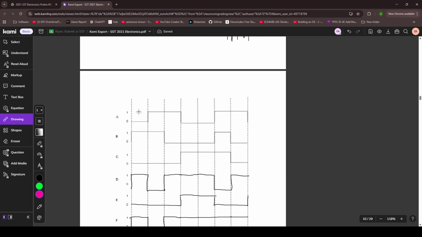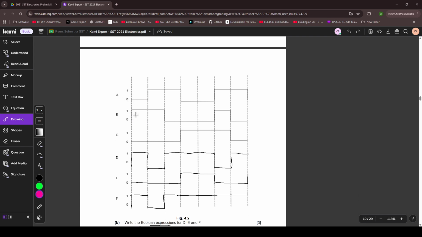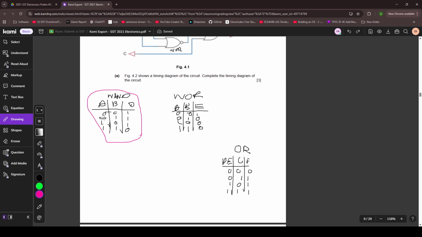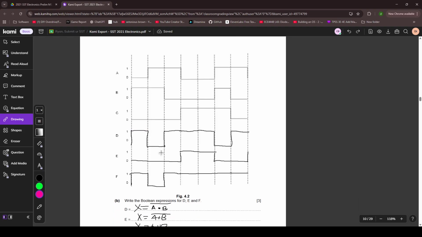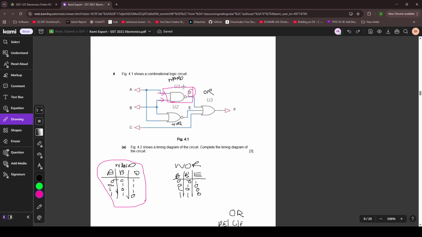In this instance of time, what is A and B? Oh, 0 and 1. What does it mean here? 0 and 1, so 1, 1, 1. Put it here like that. That's it, and you do that for the rest. And then you do that for E at least.